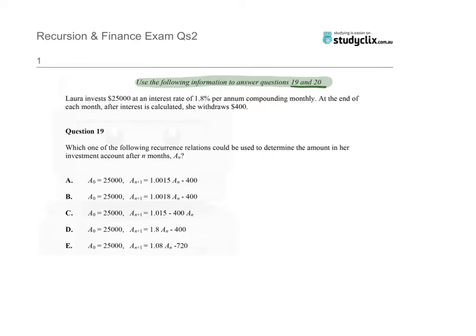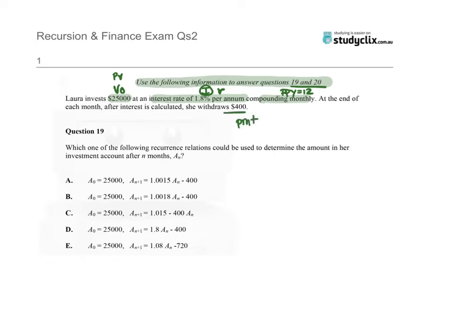So Laura invests $25,000 at an interest rate of 8.1% per annum, compounding monthly. So we've learnt a few things. This is like V0 or principal, PV. This is the I in our thing, or the R when we're talking about our formulas, and PPY is 12. And at the end of each month, after interest is calculated, so they're always going to say that, she withdraws 400. So she's going to take out a payment.